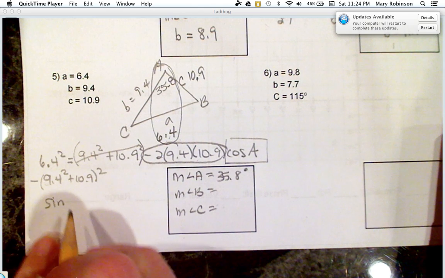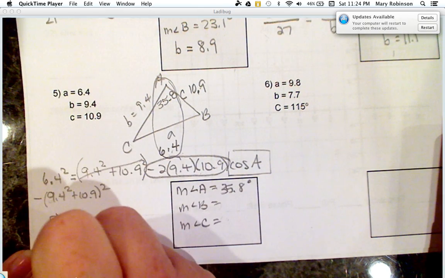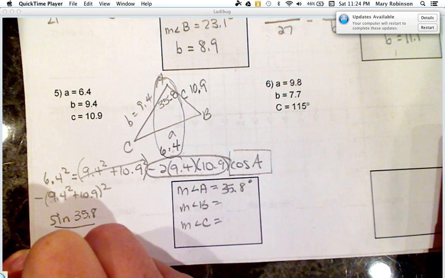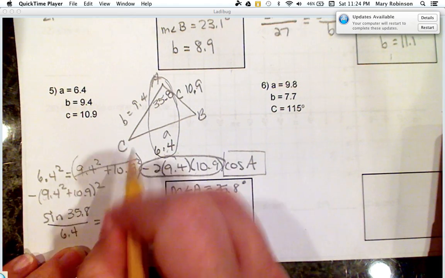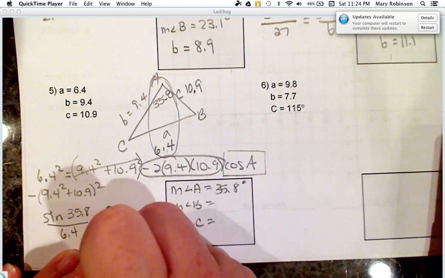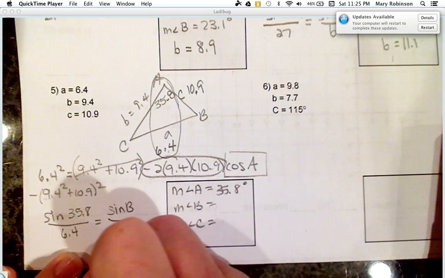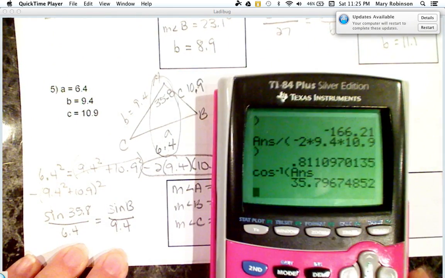Excuse me. Alright, so we have sine of our angle, 35.8, over side A, which is 6.4. And I'm going to go ahead and solve for angle B next. So sine of angle B over its side, 9.4. And then multiply that ratio in my calculator.